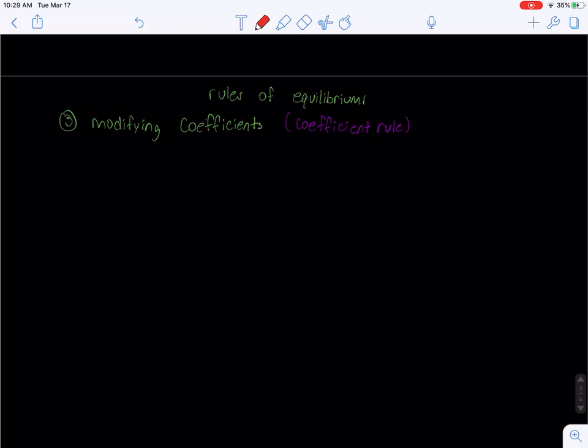So for example, if you have a chemical reaction like so, and let's just say this is K1, and we want to know, hey, what if we multiply this whole chemical reaction by 2, and we have 2 A's in equilibrium with 2 B's? What is this value going to be? Is it going to be twice? Is it going to be something else?